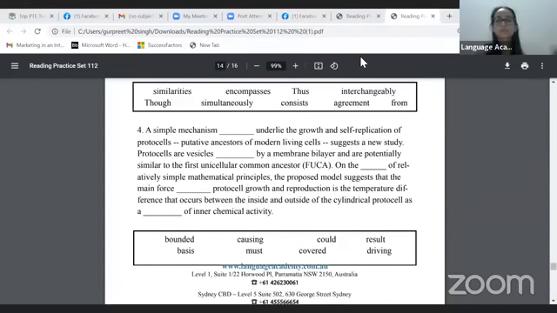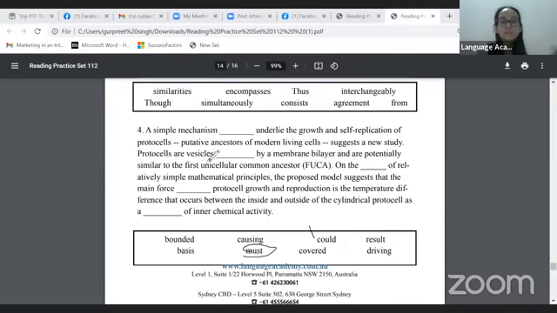Okay, let's discuss the answers. So this says a simple mechanism dash underlie the growth and self-replication of protocells. And some of you have written must. The answer is could, because must means you have to do something. A simple mechanism have to underlie the growth. So this is not something that we are giving a suggestion to someone to have to do something. There's no choice, but rather this was just a simple mechanism can perform this. Could underlie the growth and self-replication of protocells, suggests a new study.